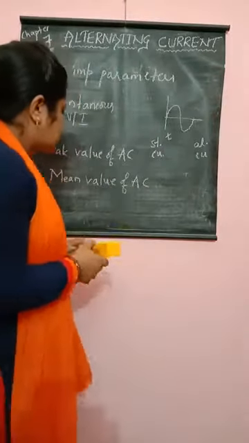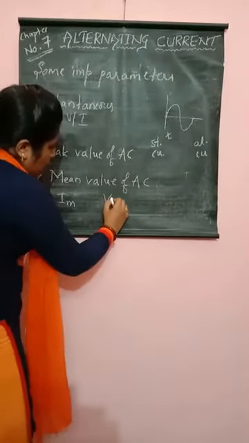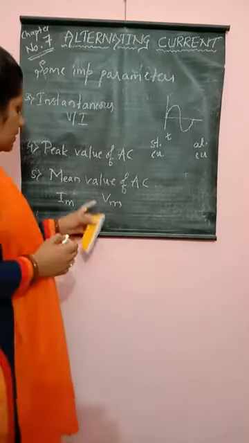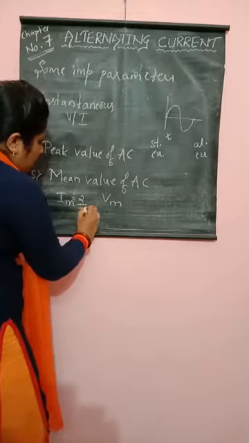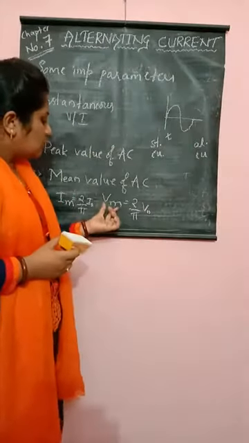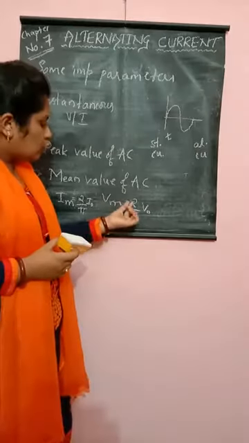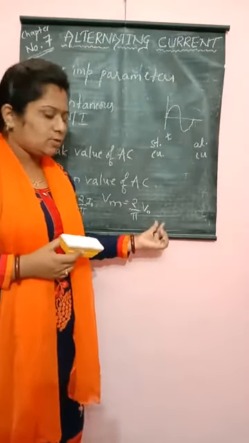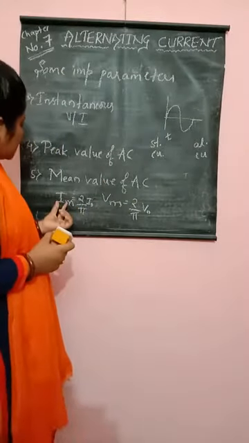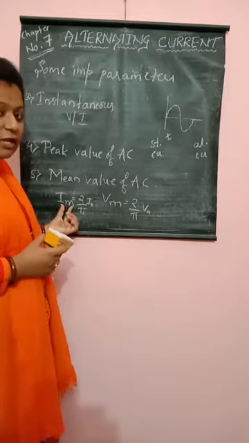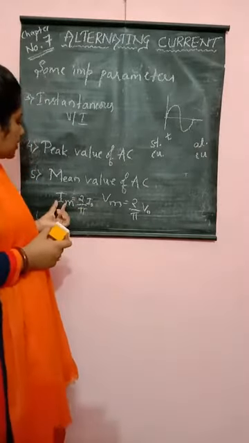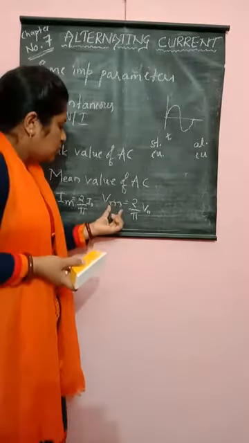So this mean value of AC can be represented as Im or Vm, meaning the mean value of AC current and the mean value of AC voltage. We can write them as 2/π I0 and 2/π V0. The mean voltage of AC is 2/π times the peak voltage, and the mean value of the current is 2/π times the peak value of the current. So the mean value is 2/π times the peak value for both voltage and current.